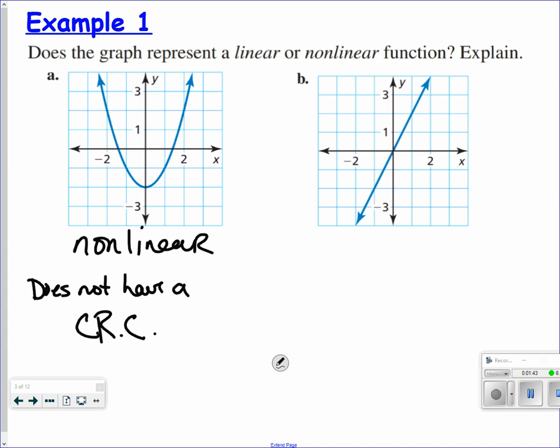Next one. This one is linear. Again, you can't give me an explanation of, well, it makes a line. If I go up 2 over 1, up 2 over 1, up 2 over 1, it has a constant rate of change. So this is a line because it has a constant rate of change.